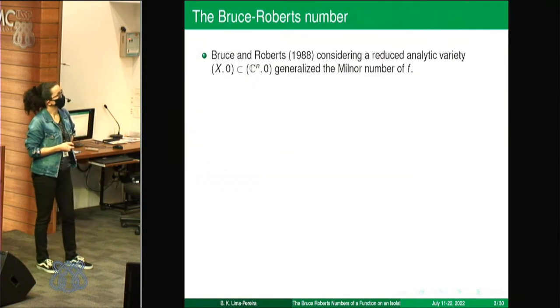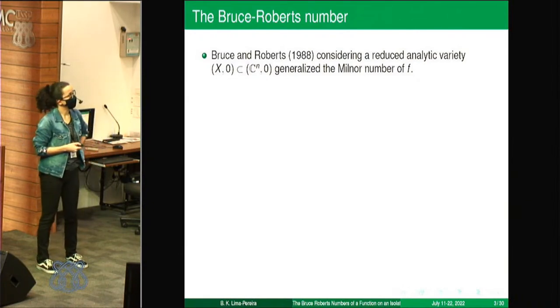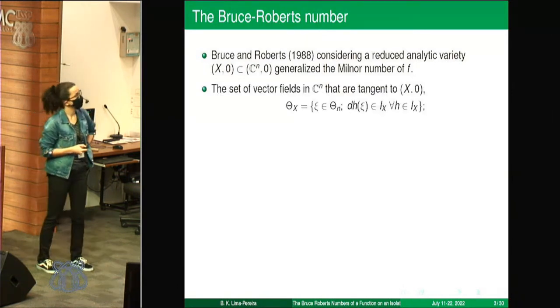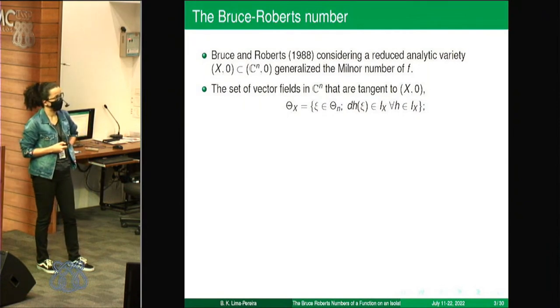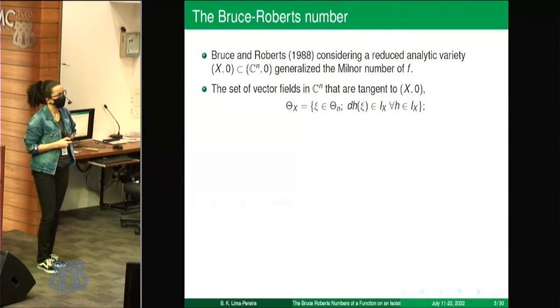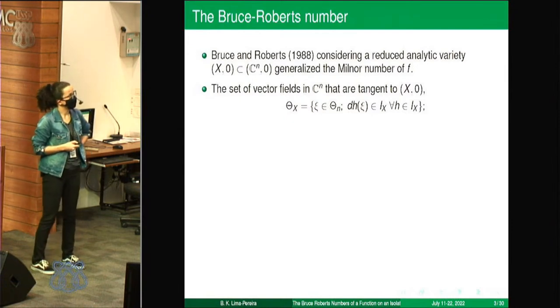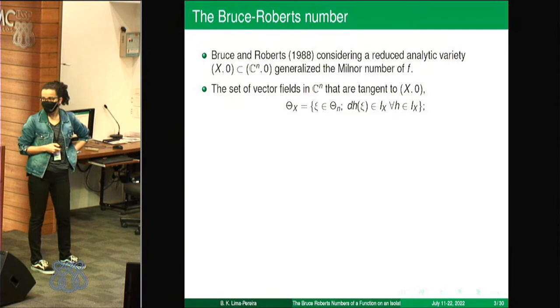Now, about the Bruce-Roberts number. This number was defined by Bruce and Roberts, and they considered a reduced analytic variety X. And to calculate this number, we use the set of vector fields in C^n that are tangent to X. We denote this set by Theta_X. So Theta_X is the set of the elements in Theta_n that satisfy this condition for any element in this ideal I_X. And this ideal I_X is the ideal of the analytic function germs that vanish on X.